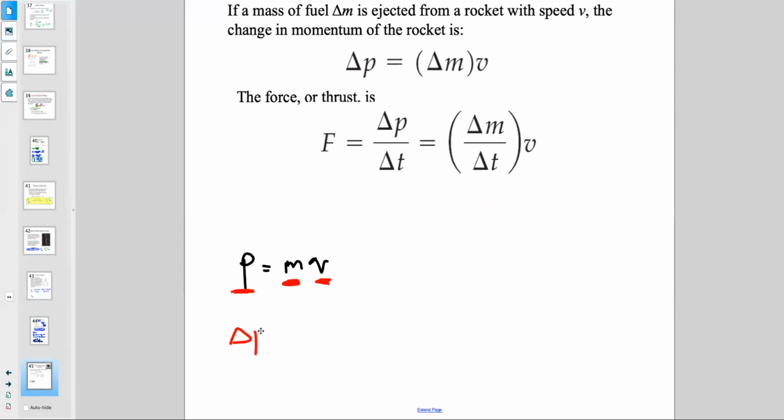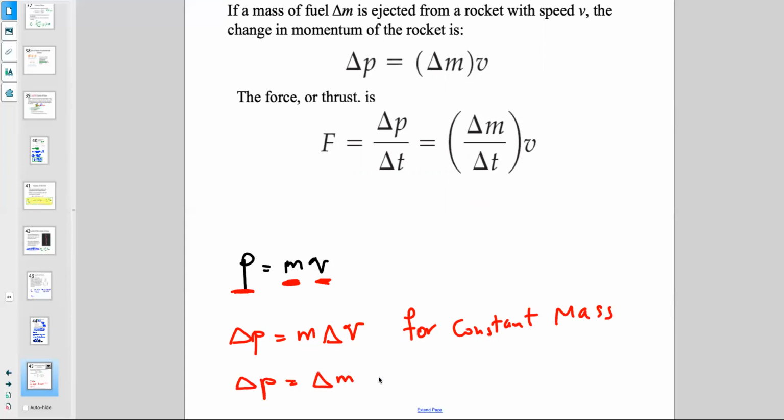So delta p could be m delta v for constant mass, and delta p could be delta m times v for constant speed.